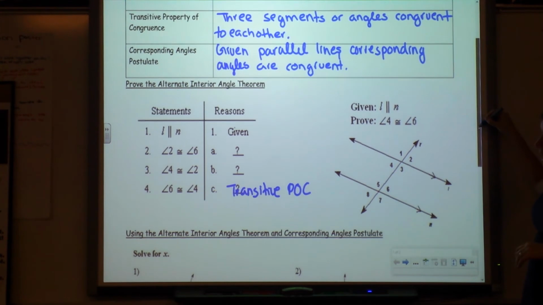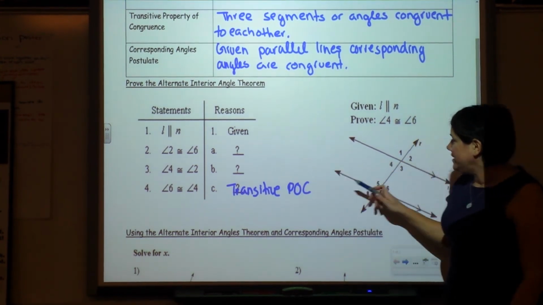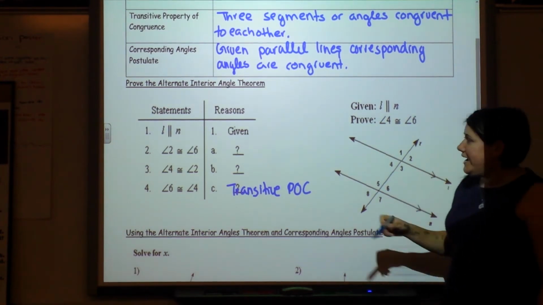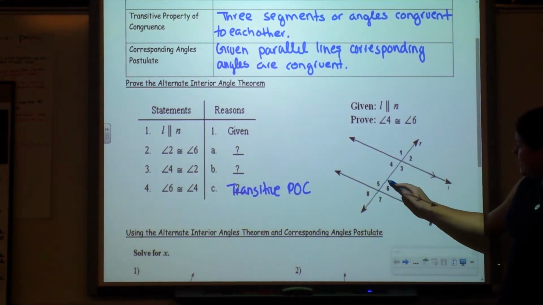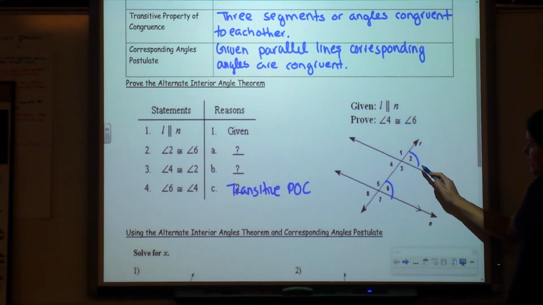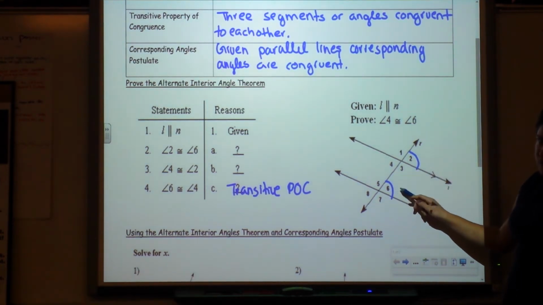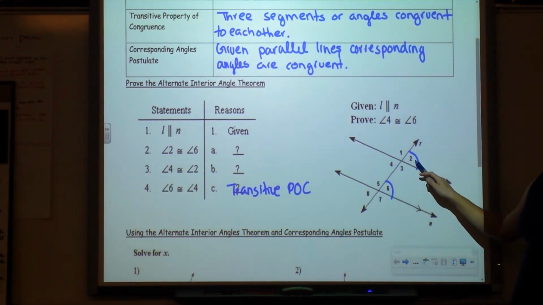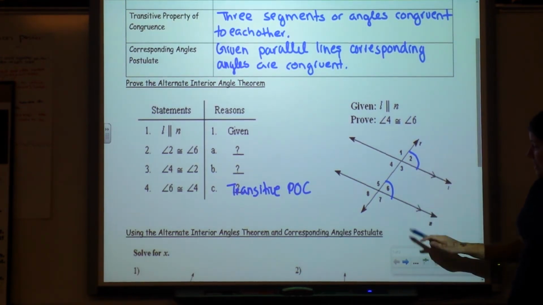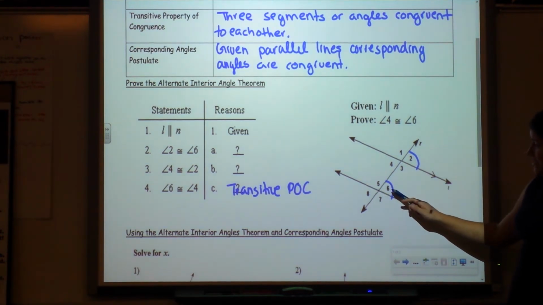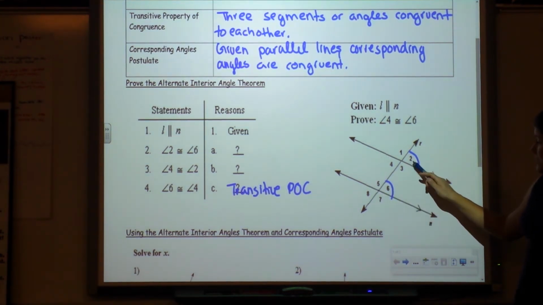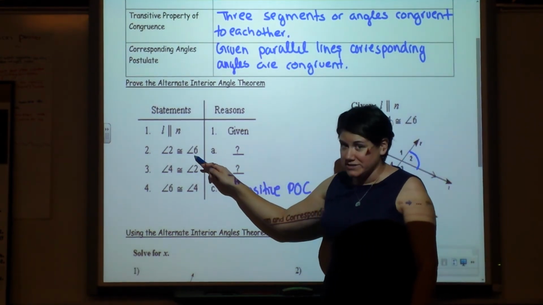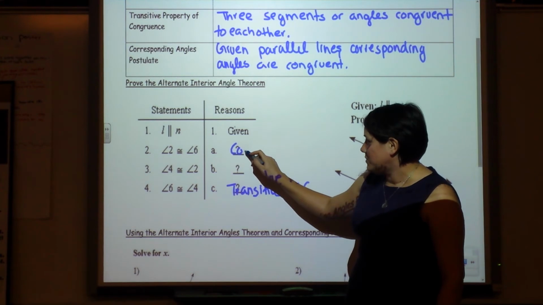So if you look at your given, we're given that these lines are parallel to each other. We have line L, we have line N. Angle 2 and angle 6, these are an example of corresponding angles. They're in the same location with regard to the parallel lines. For these four angles, this angle is, I guess we'll say it's off to the right side over here. If you look at these bottom four angles, angle 6 is also off to the right. So 2 and 6 are in the same location, they are corresponding. In the proof, we're going to say they're congruent. That is because of the corresponding angles postulate.